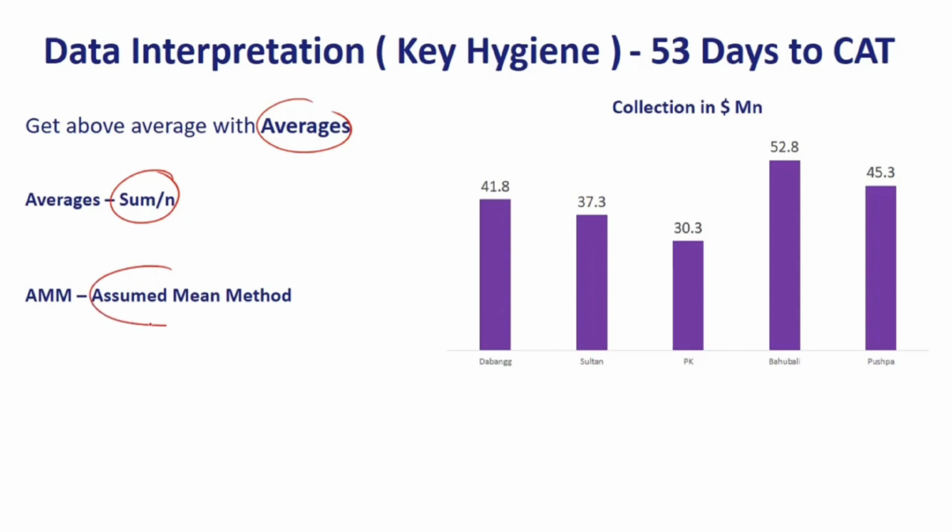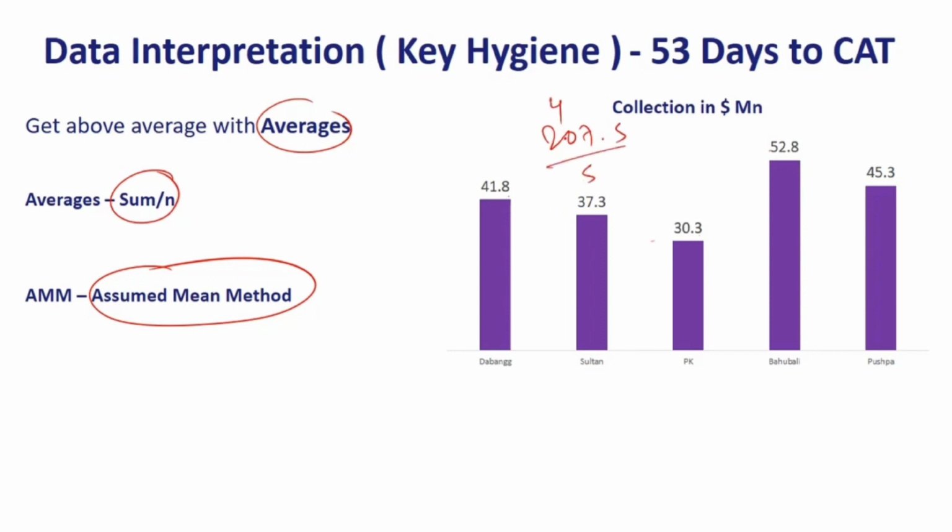For that, there is something called an assumed mean method. For example, in this question, if I have to calculate the average, I'll have to do the addition for each of the numbers, right? So let's try adding the numbers. 41 plus 37, 78, plus 30 is 108, plus 52 is 160, plus 45 is 205. Then I have to add the decimals also. 0.8 plus 0.3 plus 0.3. So this becomes 1.4, 2.2, 2.5. So 205 plus 2.5 is 207.5. That's the sum overall.